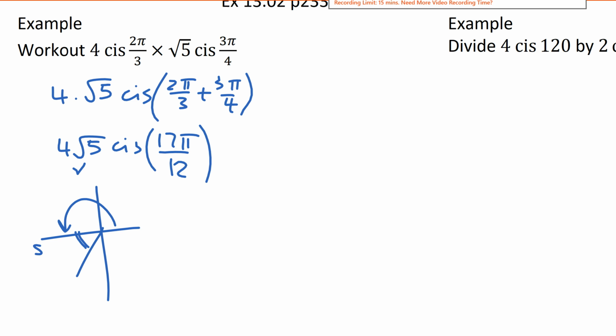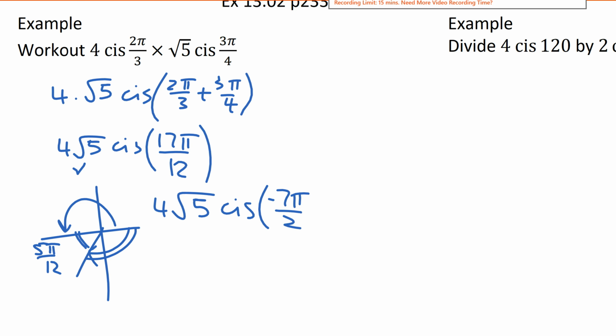What would that value there be? 5 pi over 12. So what would be the actual angle that I need? Negative 7 pi over 12. Does that sort of make sense? Remember, in polar form the angles are either between 0 and pi or 0 and negative pi. That is not polar form, that is polar form. Okay?